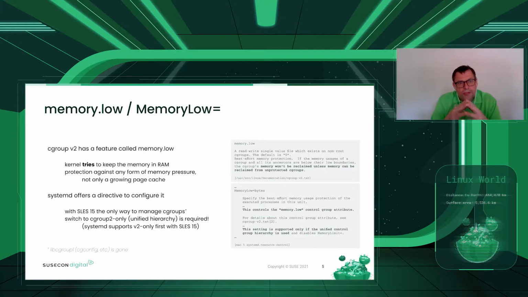Cgroup 2 has a feature that we need here. Version 1 is lacking this feature, so we have to switch to version 2. This feature is called memory low. I have put part of the kernel documentation for memory low on the right-hand side at the top. If you read the description, it's exactly what we need. The kernel will try to keep the memory of that cgroup in physical RAM. So it will protect against any form of memory pressure. That's why I mentioned that WMP protects against both of the problems we've seen in the past. It's not only a growing page cache, it's also memory allocation from outside that cgroup.